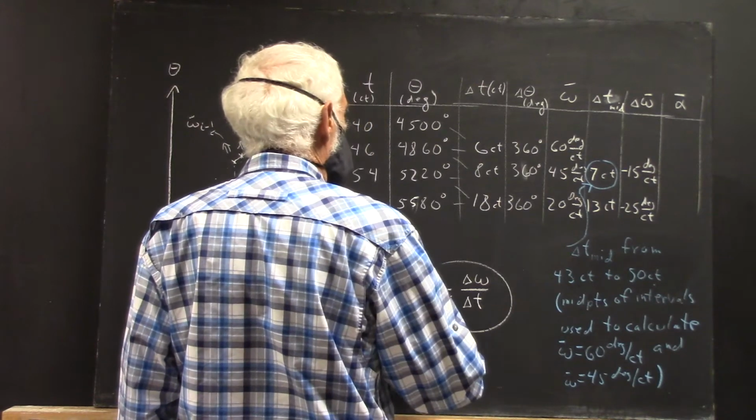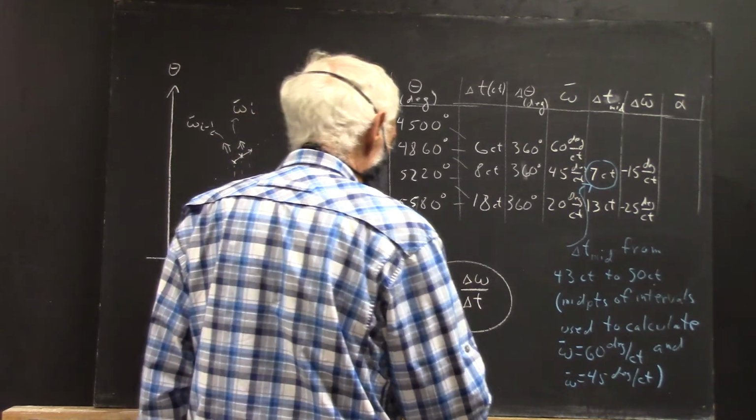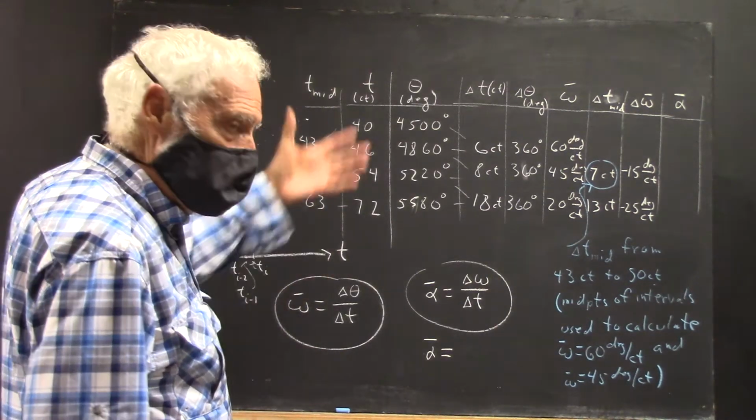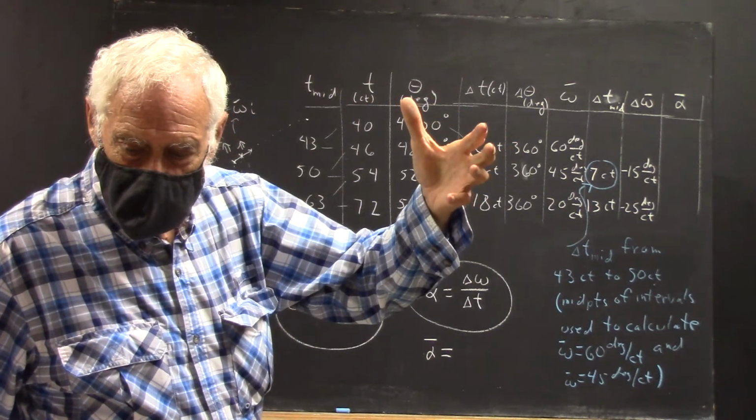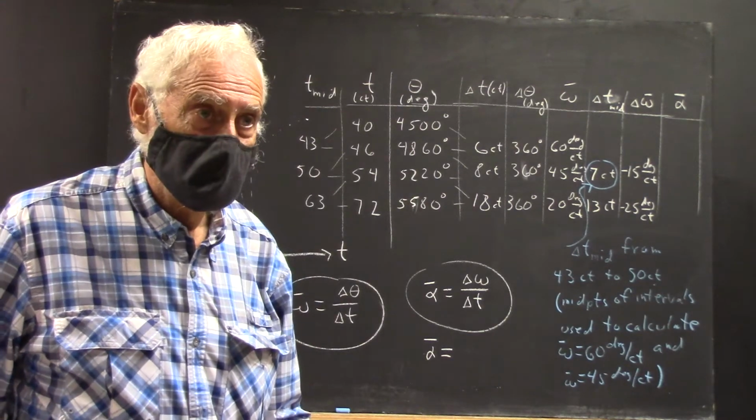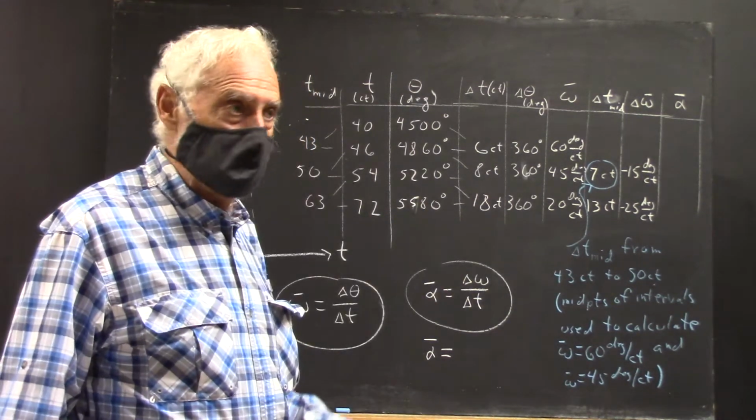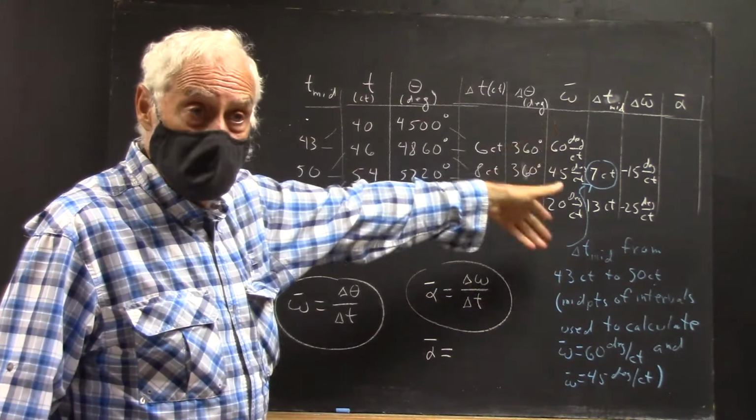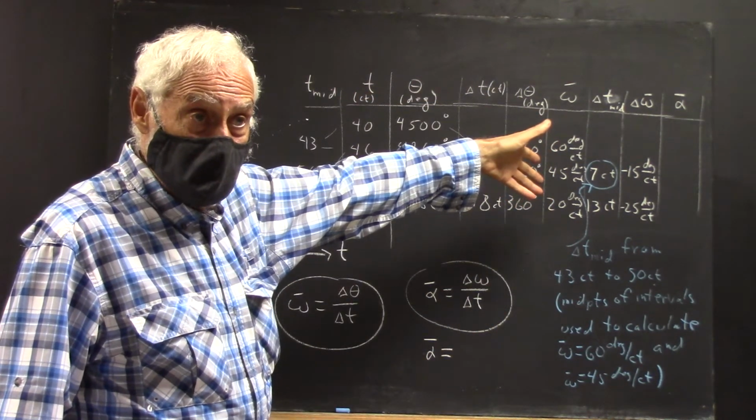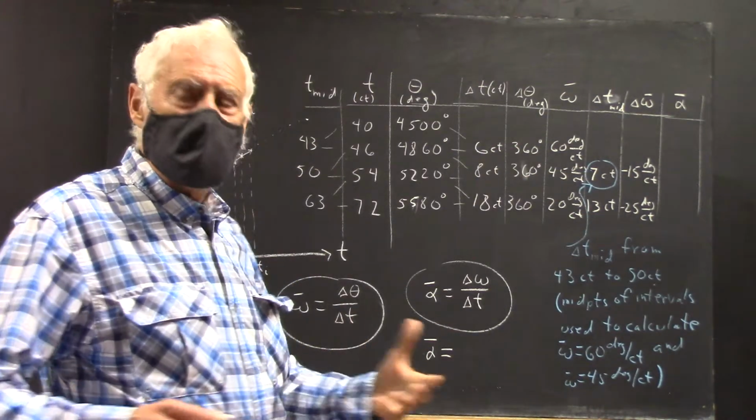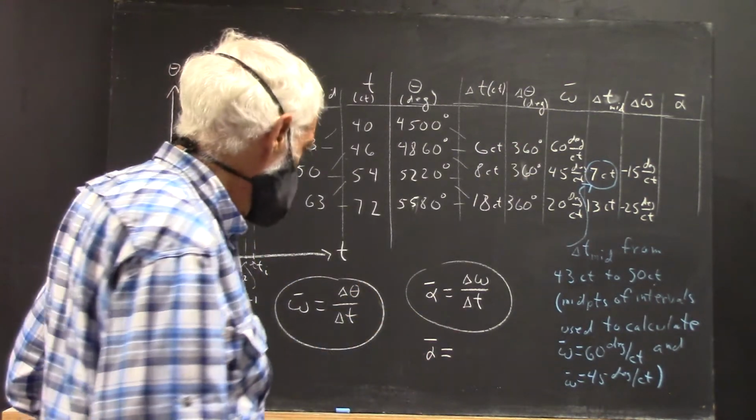Okay, alpha bar is equal to delta omega over delta T. However, our data is not accurate enough to give us an absolute value of delta omega. We're just estimating the average velocity, right? And there are uncertainties in our data that make this a noisy calculation. We'll see what happens later.